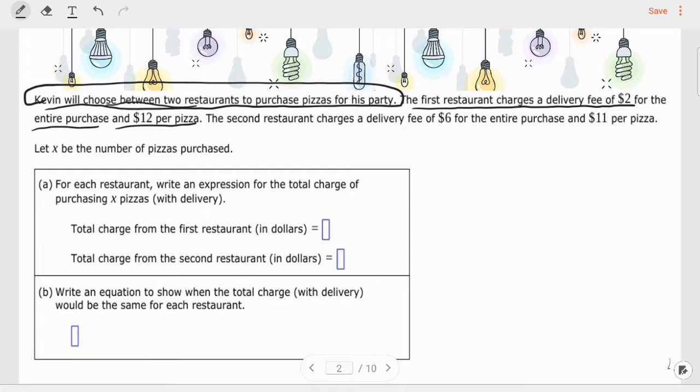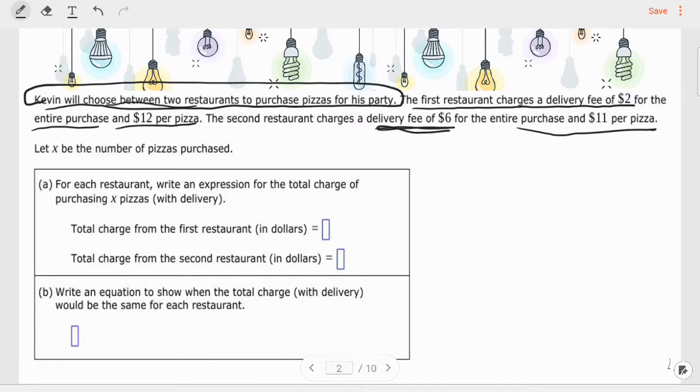The second restaurant charges a larger amount. They charge a $6 fee for delivery, but they charge a smaller amount. They charge $11 per pizza. Okay, so there's some trade-offs between these two pizza joints. So the question is, hey, how am I going to compare them?